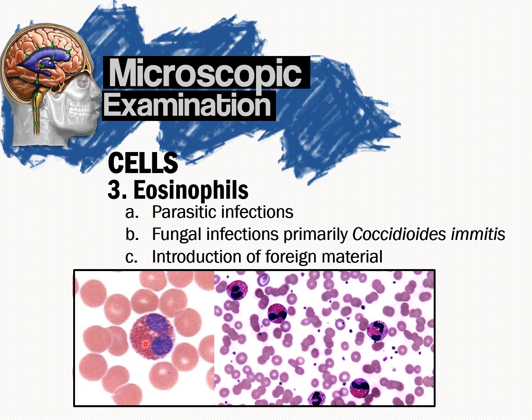Eosinophils like this one are elevated in parasitic infections, fungal infections caused by Coccidioides immitis, and introduction of foreign materials such as medications or shunts into the central nervous system.